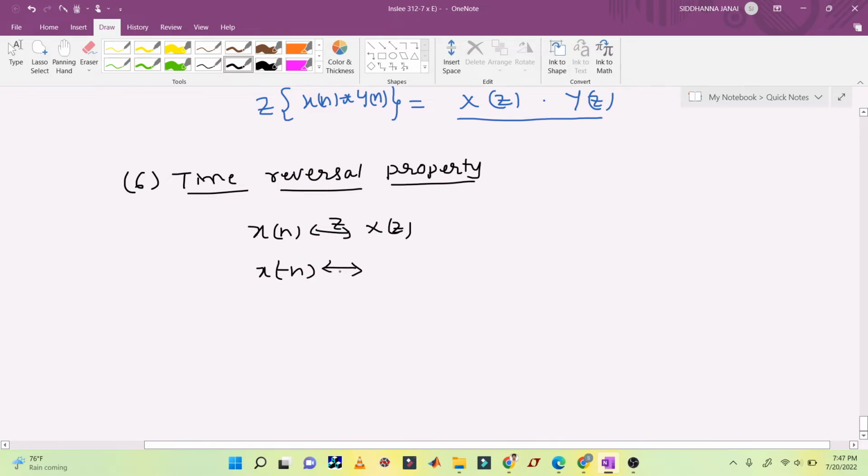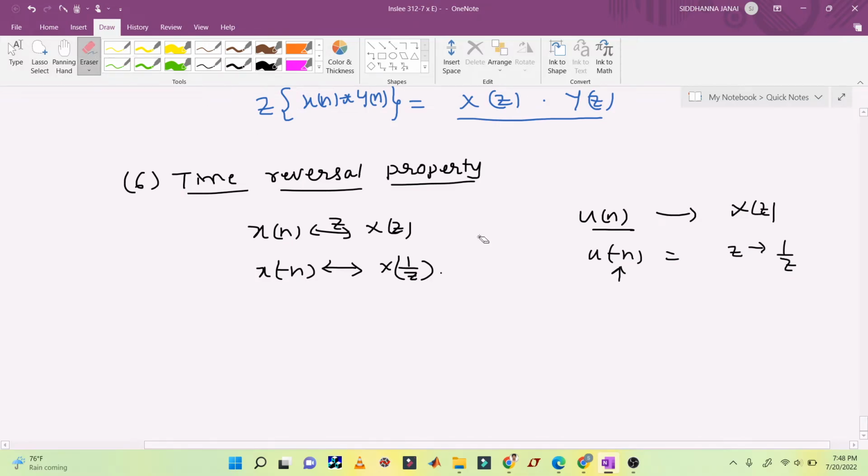n would give X of 1 by z. This is the time reversal property. If we reverse the signal, say u of n was x of n. If this was the signal, you will get some X of z. Okay. Now if you want u of minus n, directly what you can do, wherever z is there, you replace it by 1 by z. You will get the z transform of this signal. Okay, that is the time reversal property.